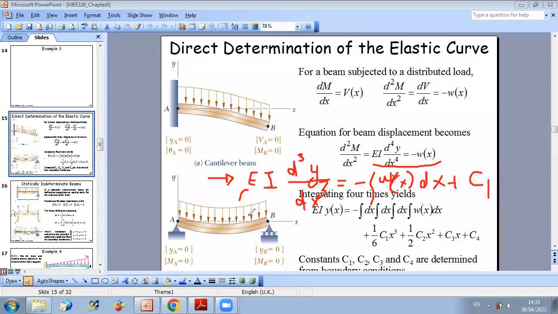Now, when we integrate the second time, we get EI times the second derivative of y with respect to x squared equals, now we have the double integral, so when you integrate the integral, you get minus the double integral of w(x). And when you integrate c1, you will get plus c1 x, and you have plus c2.